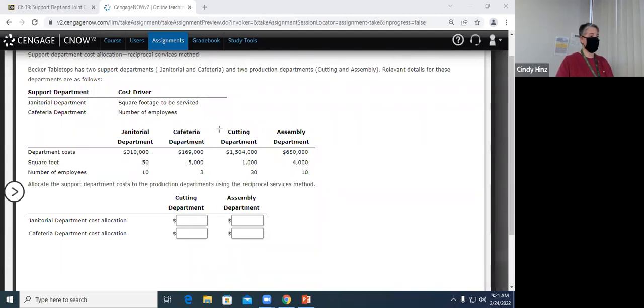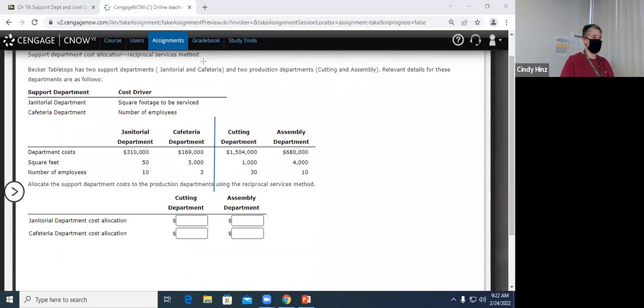From there, we went to the sequential or the step down method. And in the step down method, we look at the 2 support departments and we say, you know what? The cafeteria workers or the cafeteria also needs janitorial services, and the janitorial employees also eat in the cafeteria. So they do support each other, but we're going to decide in which order to allocate them. And there's no wrong answer. So we could decide to allocate the janitorial department to the remaining departments. So that would be the first step. And that would look like this.